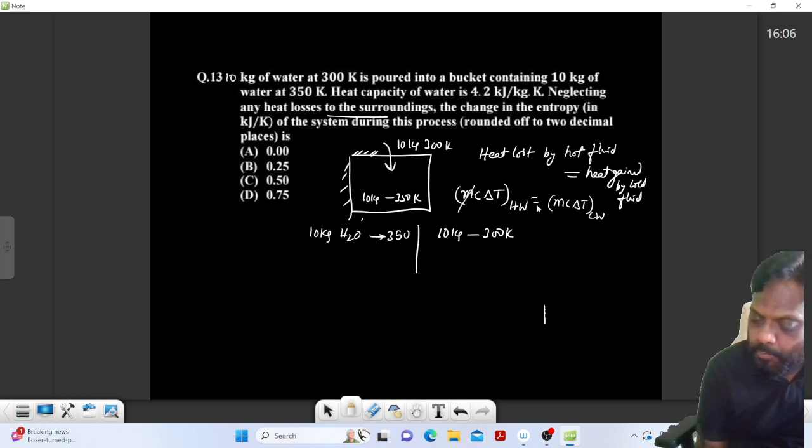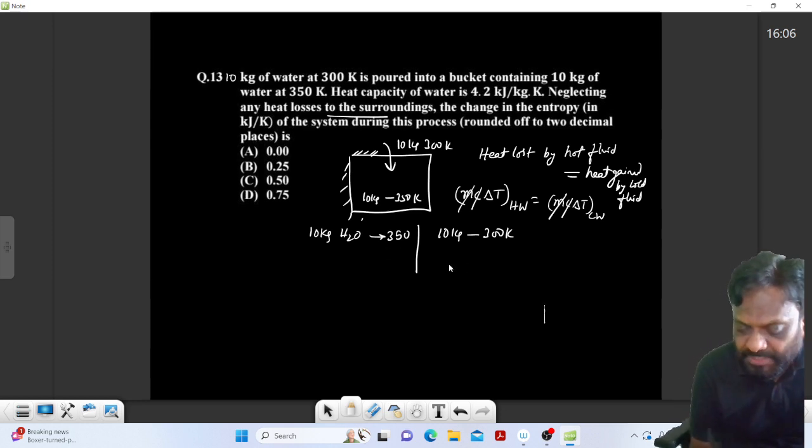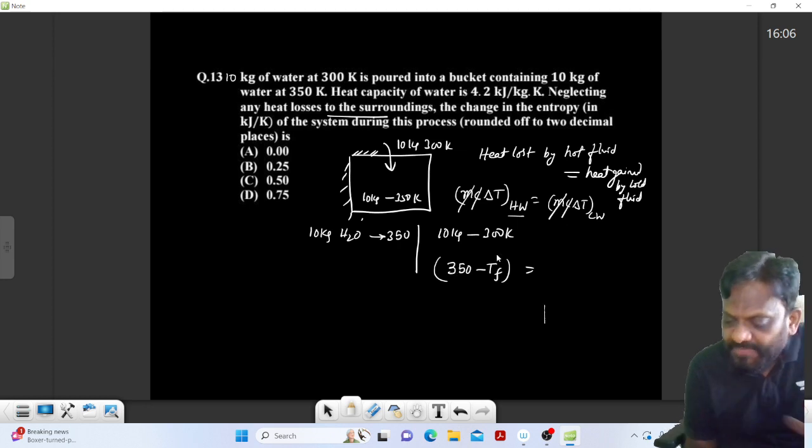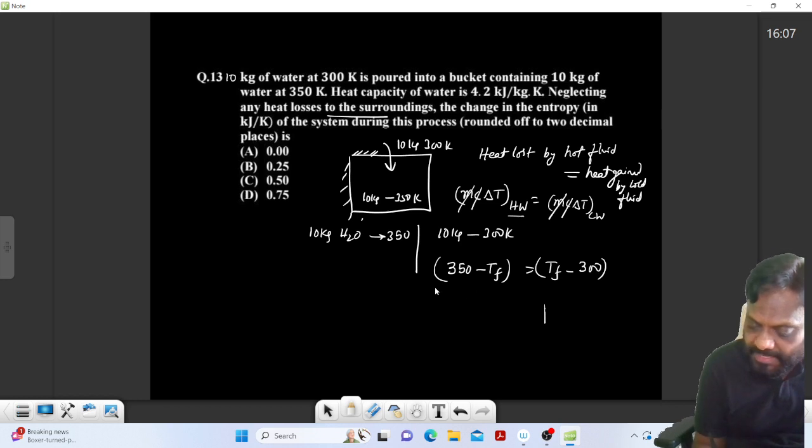Clearly in the problem, both masses are same. Water is same, so specific heat is same. So what is the temperature difference of hot water? Finally, both are reaching same temperature. Hot water is losing from 350 and the final temperature is TF. It is losing, so higher minus lower. Second one, cold water is gaining. Gain का मतलब final minus initial. What is the initial temperature of cold fluid? It is 300. So therefore, तो ये हो जाएगा आपका 650 is equal to 2TF. So therefore, the final temperature is 325.